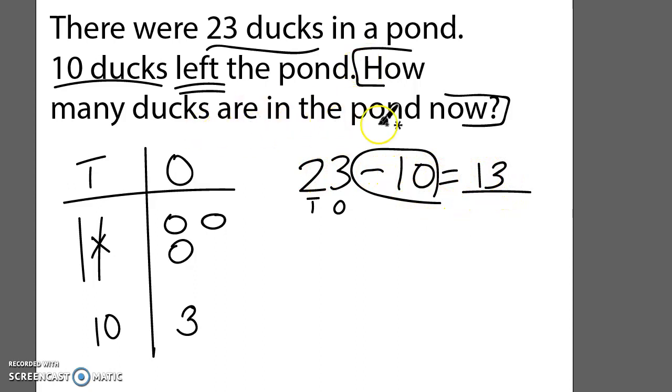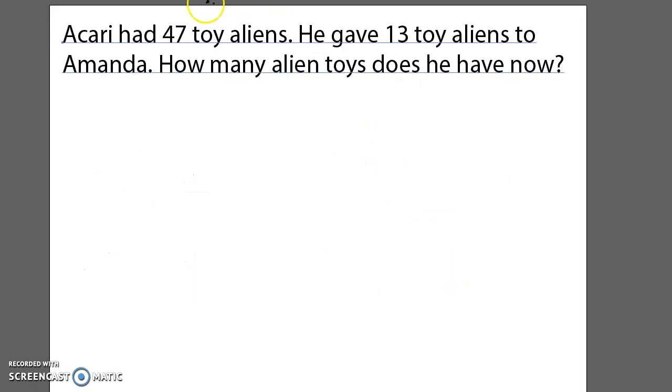So how many ducks are in the pond now? 13 ducks are in the pond now. Let's go on to one that's a little harder.